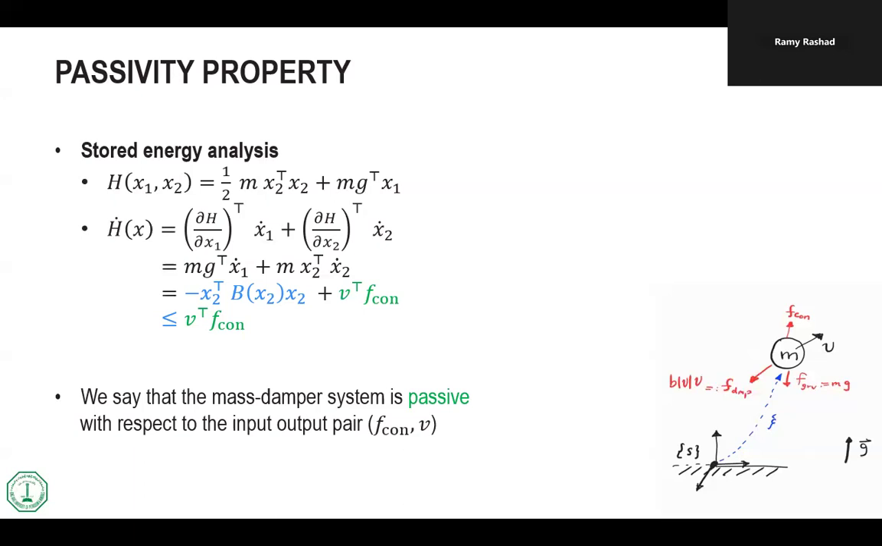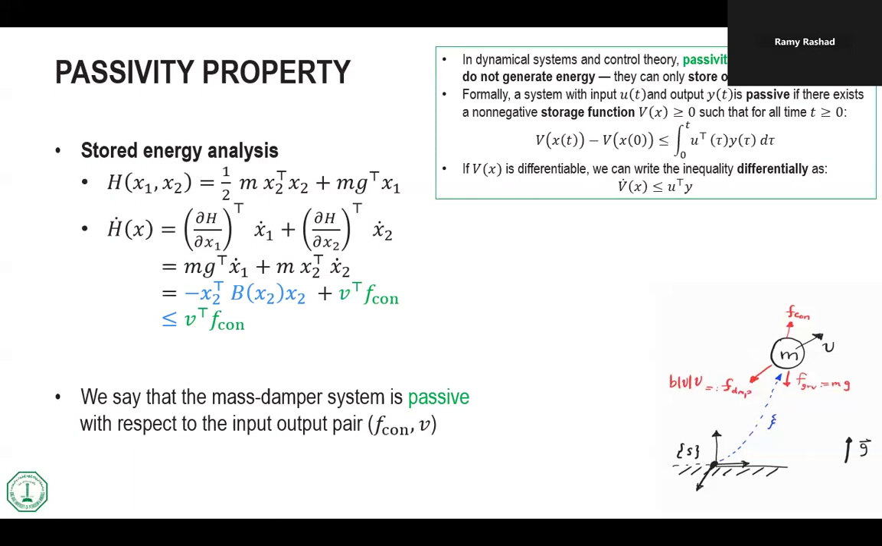So again, in terms of passivity, if you haven't heard about it, this is just a recap on the side. Passivity is a concept in dynamical systems and in control theory in general. You say that a system is passive. The intuition is that a system is passive if it doesn't generate any energy. It's not generating energy on its own. It's either storing it or dissipating it.